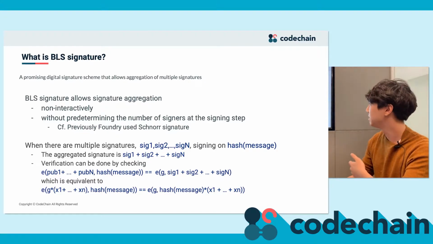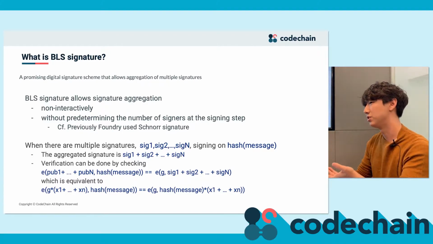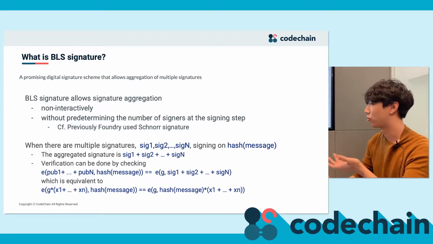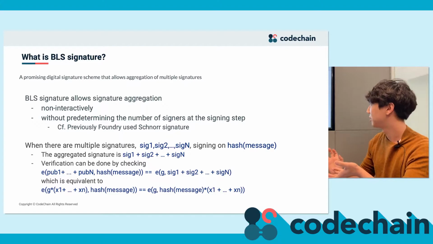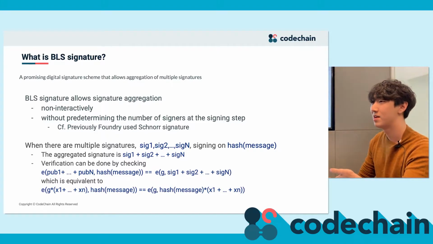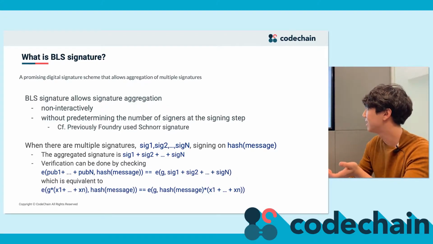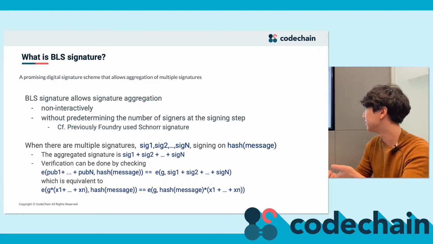I want to say this because Foundry actually introduced Schnorr signature, which also allows signature aggregation, but we failed to aggregate the signatures in the consensus step because Schnorr signature required predetermining the number of signers at the signing step and using that information when signing. But actually, we don't know how many signers will sign at the signing step in Tendermint consensus.